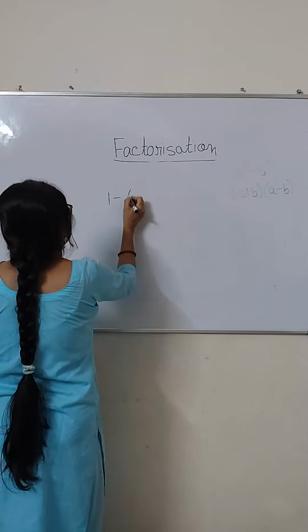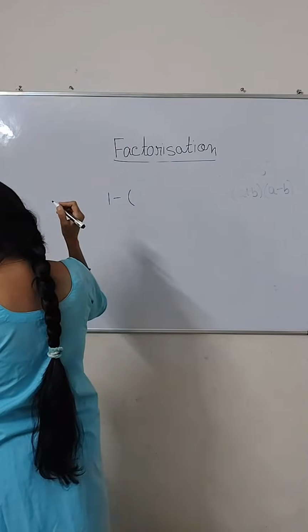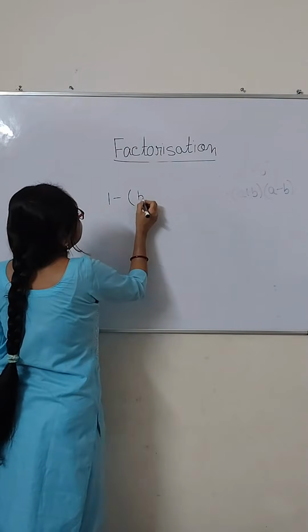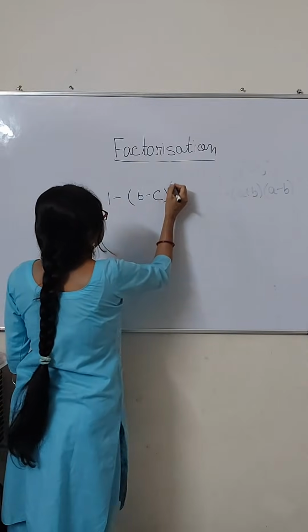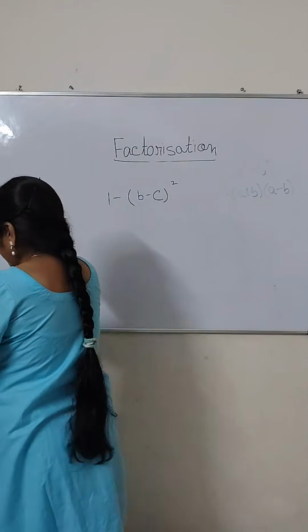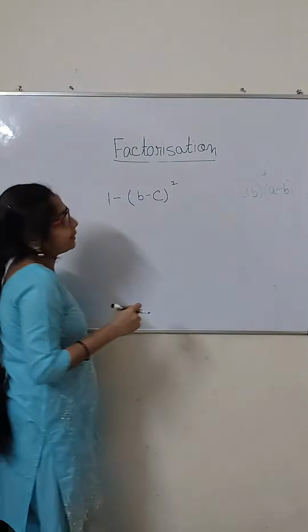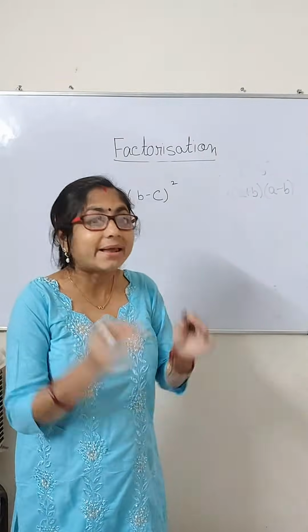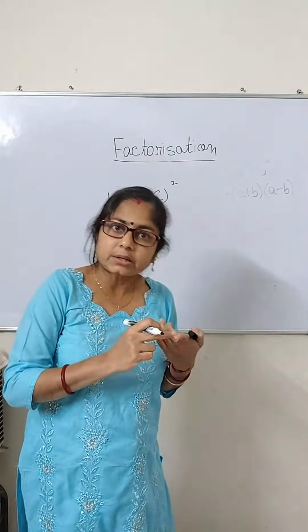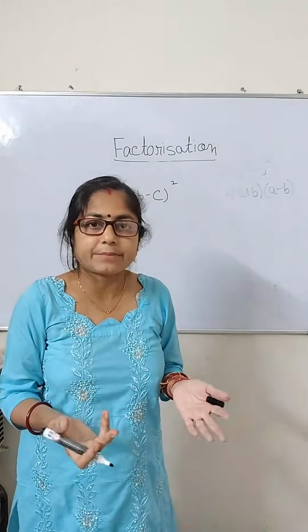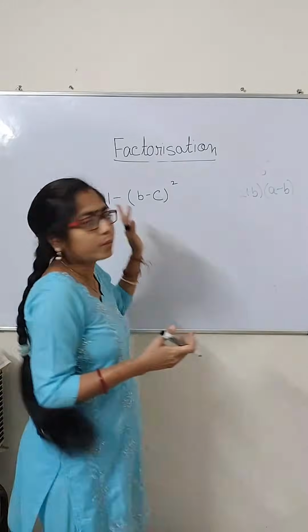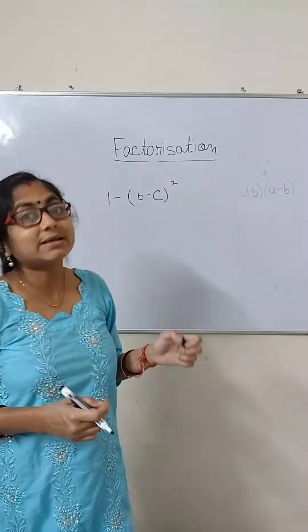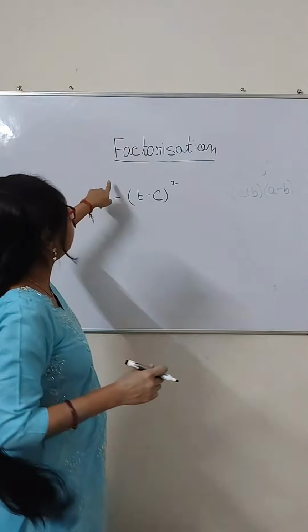1 minus b minus c whole square. Okay. 1 minus b minus a whole square. Listen to one thing, all the kids. 1 and 1 square are both the same. You do not need to write the square. So you know there is a square.